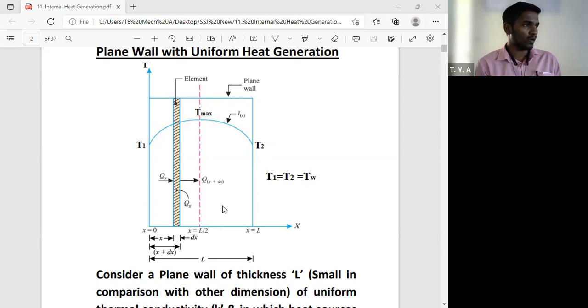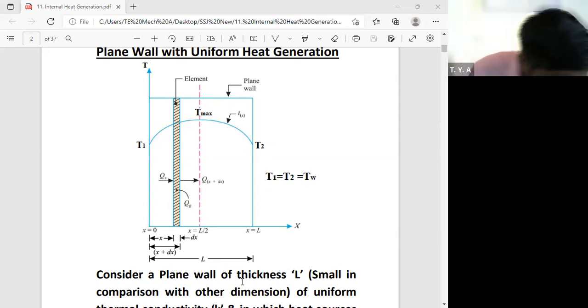Okay, up till now we have not considered that factor. We have considered Qg equal to 0, but whatever the derivation for the internal heat generation is there, we have to consider Qg having some values there. So according to that, we have to derive the equation. Okay, so write down the new heading: plane wall with uniform heat generation.